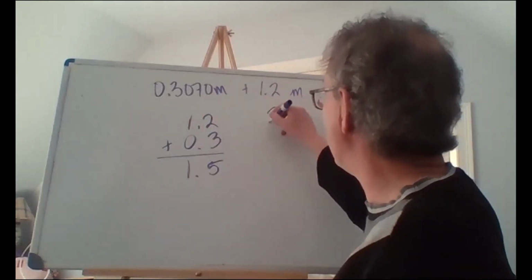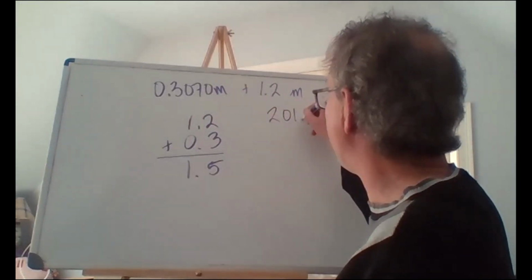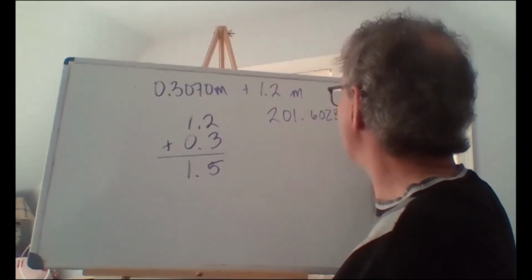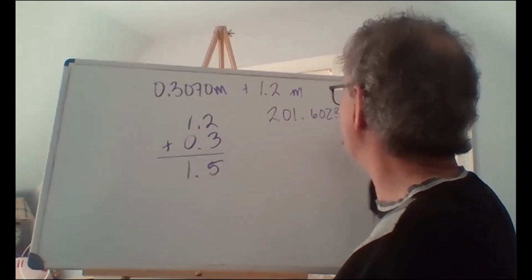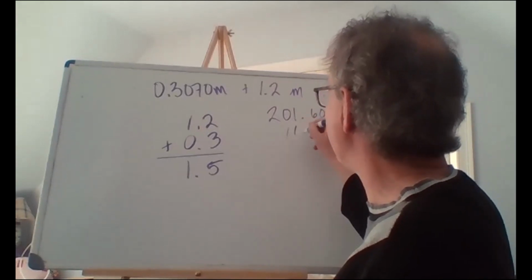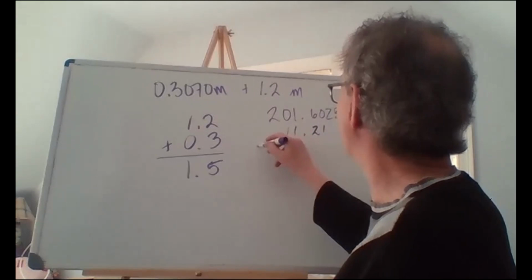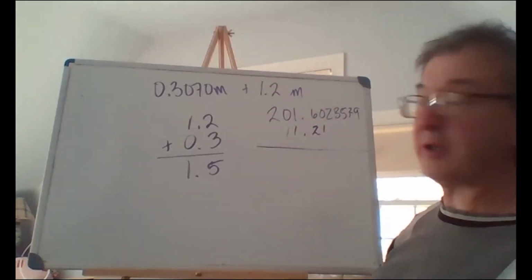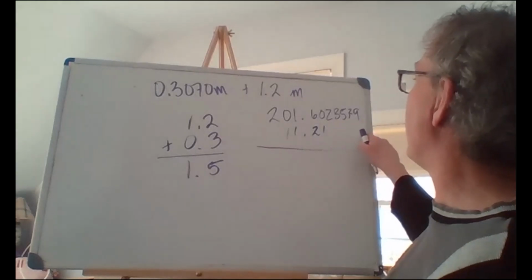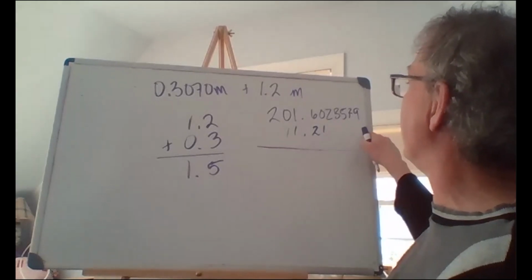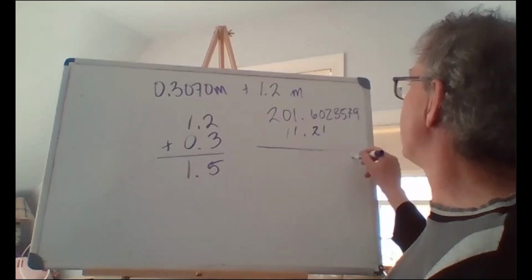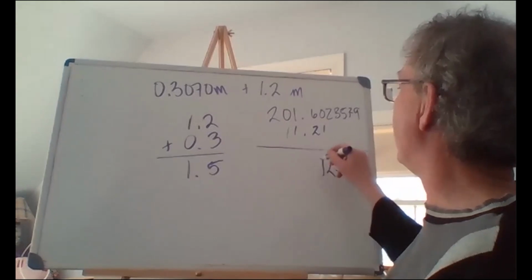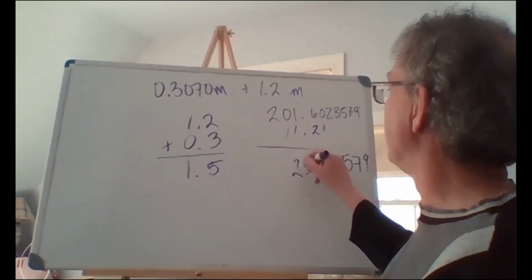You could have 201.6023579, and that's 11.21. Now, what will be the answer? Well, I can't compare. I might want to add them up together. Right, so 9, 7, 5, 3, 2, 1, 8, 2, 1, 2.